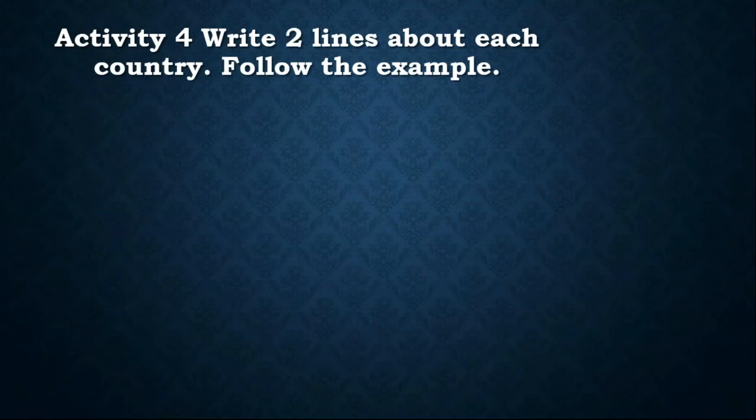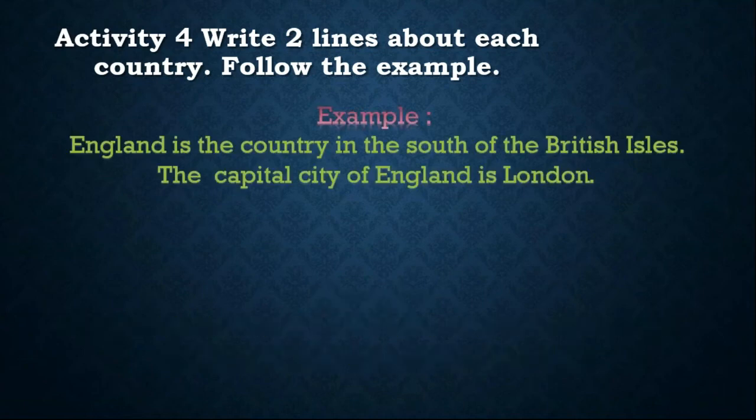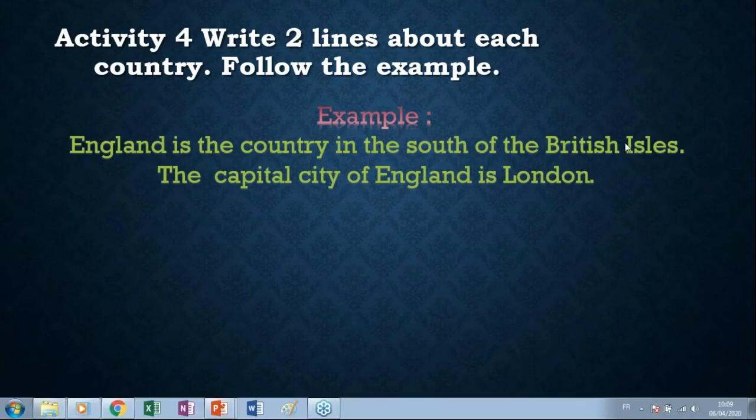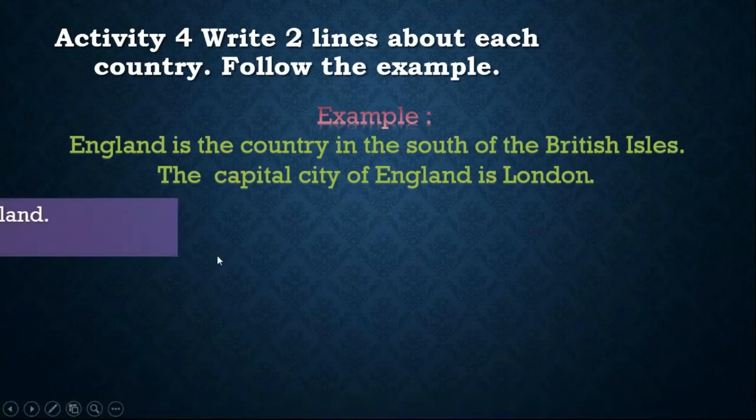So activity 4, write 2 lines about each country and follow the example. So we have the table in activity 3. You have the information in the table. You're going to use that information to write 2 lines about each country. Look at the example. England is the country in the south of the British Isles. The capital city of England is London. It's really very easy, isn't it? Wales is the country in the west of England. The capital city of Wales is. Very good. Thank you.